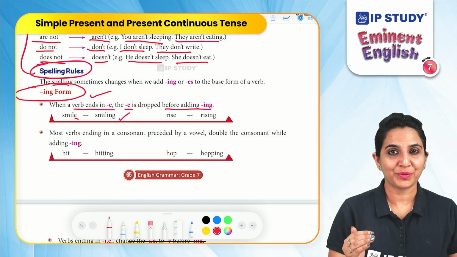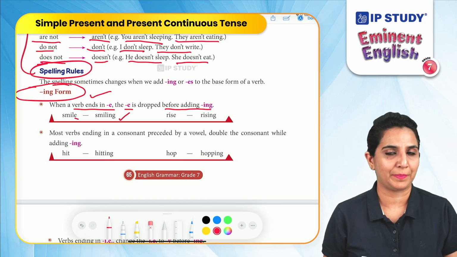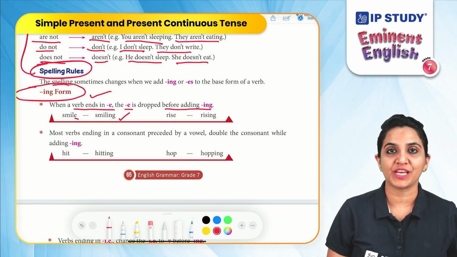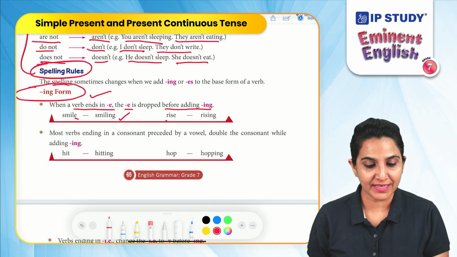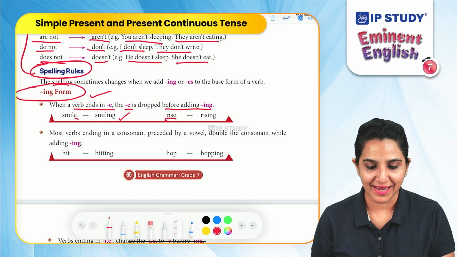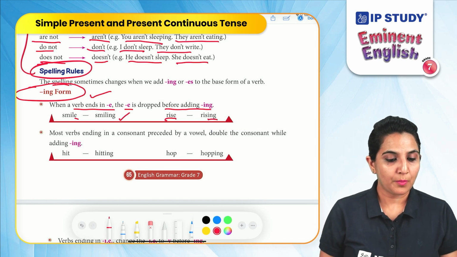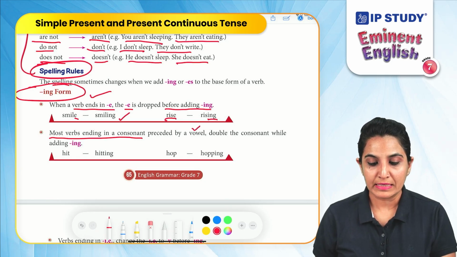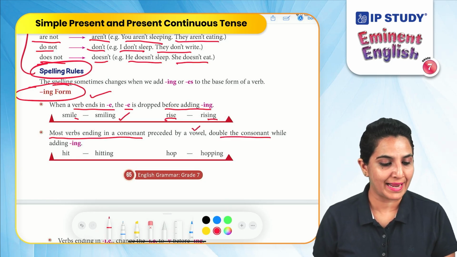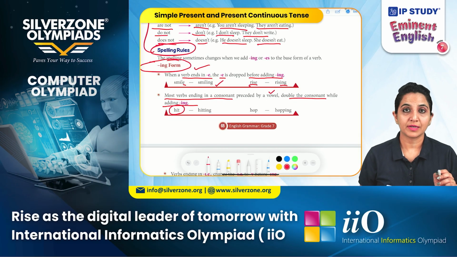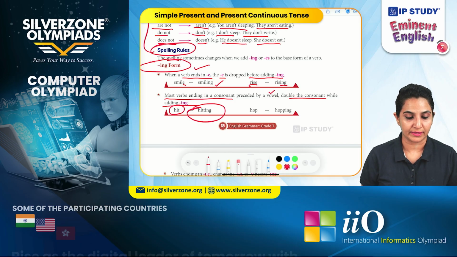Now it is very important to understand what kind of spelling rules you will apply. For that, we simply drop E and add ing to the spellings. Rise. This is again a verb ending with E, so you drop E and add ing. Most verbs ending in a consonant preceded by a vowel just double the consonant while adding ing. For example, hit. It is ending with a consonant, so just double the consonant, it becomes hitting. Hop.